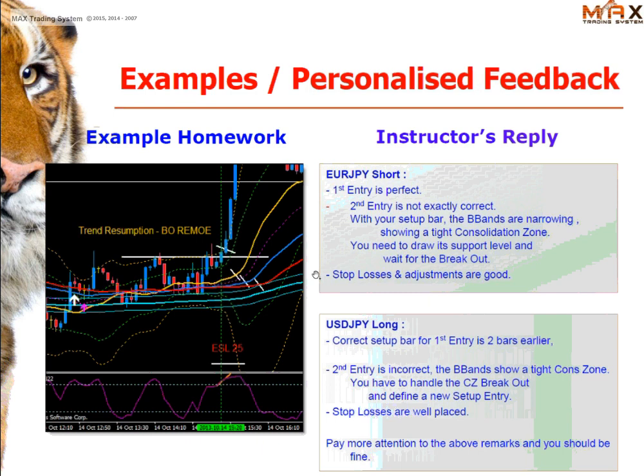And on the right-hand side is a reply. These don't actually match up with the chart there, but it's just to show you the sort of detail you get when you get a reply back from me or Eusebio about how you've marked your chart up. So the first one says, the first entry is perfect, second entry is not exactly correct. With your setup bar, the Bollinger Bands are narrowing, showing a tight consolidation zone. You need to draw a support level and wait for the breakout. So there's lots of extra info that goes into the replies, and it really does pay to read them because it reinforces what you've learned in the course itself.